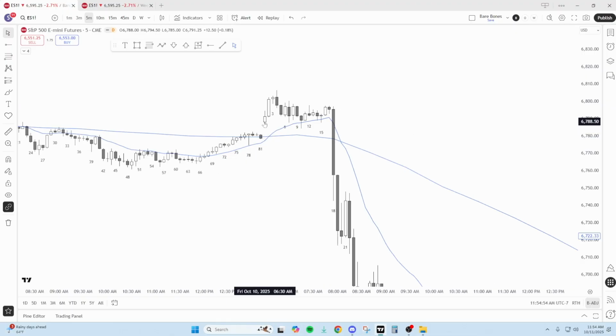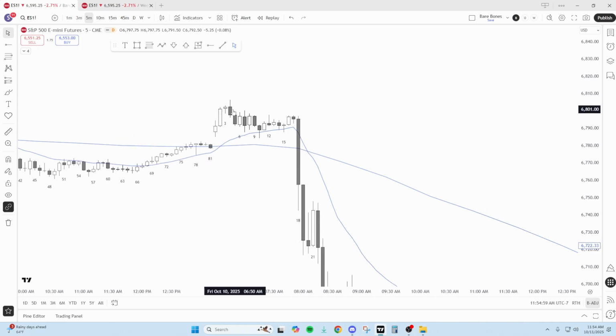Gap up. Bar 1, good follow through. Bar 2, good follow through. Bar 3, good follow through. I don't trade the first 6 bars of the day. However, this is a setup that I generally would like to take because it's a gap up with follow through.